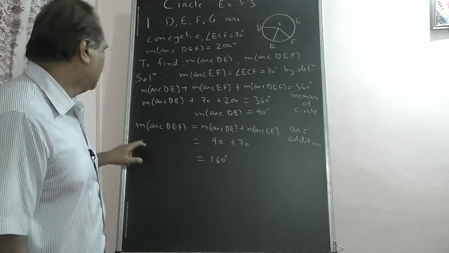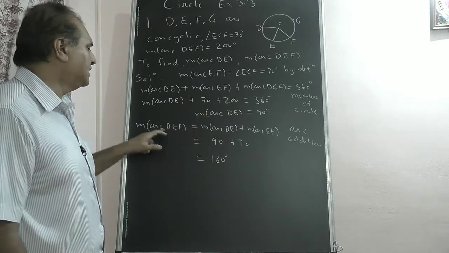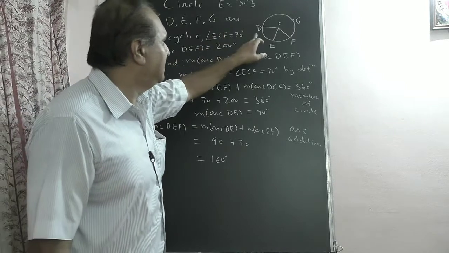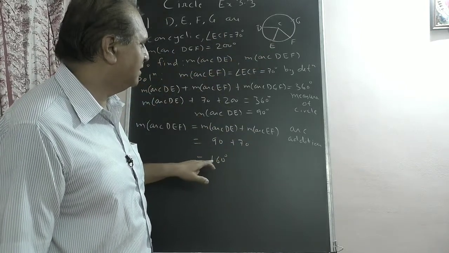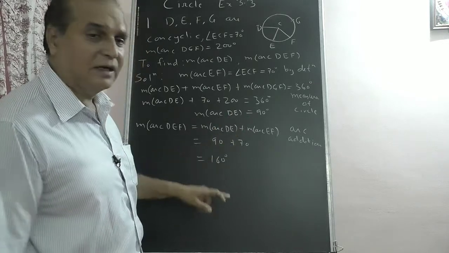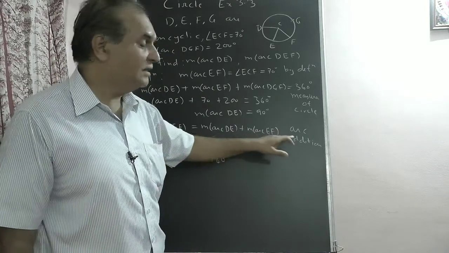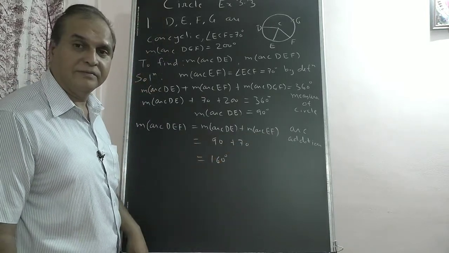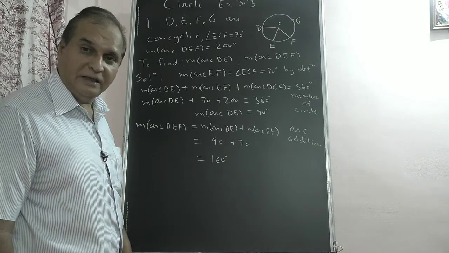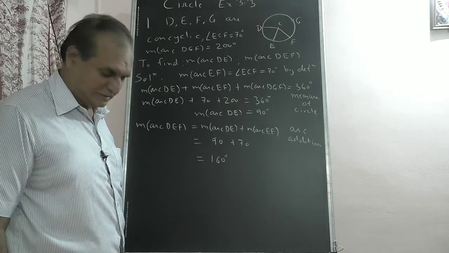Okay. Now measure of arc DEF, this is the first answer. Measure of arc DEF is measure of arc DE plus measure of arc EF, 90 plus 70, 160 degrees. So first answer, this is second answer. Understood? For this you can write the reason: arc addition. Arc DEF is arc DE plus EF. Very easy. Any doubt, write in the comment box.